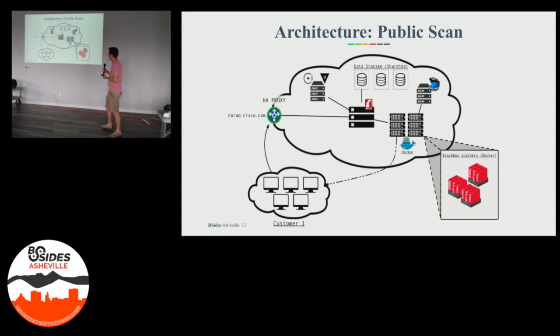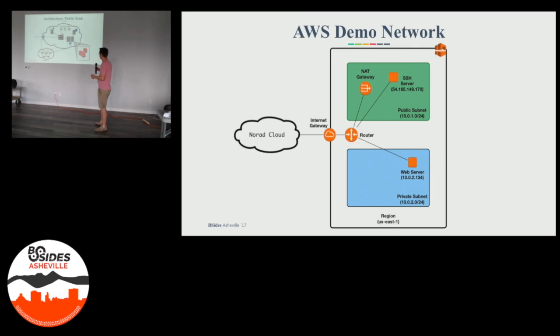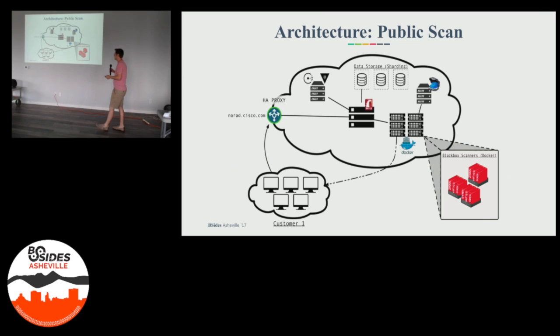Okay, so real quickly to go over how a public scan would work. Like I said, everything's API driven, so you could from anywhere hit norad.cisco.com using your own JSON calls or your own AJAX calls, it'll be API, it'll spin up the Docker image there, it'll reach out to your public asset, and then it'll report the results back to the API.